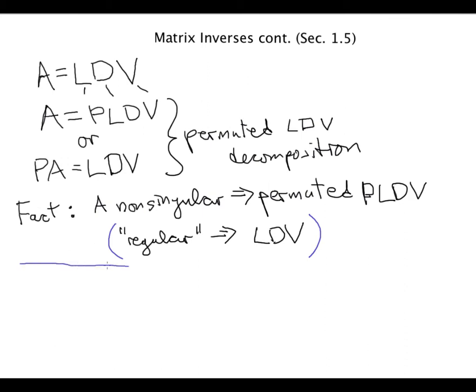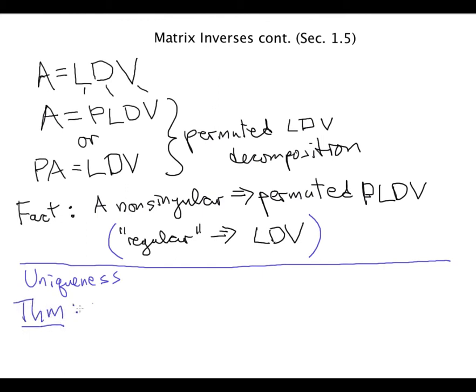Now, I'll do an example in a minute, but I want to state one last thing first, which is about uniqueness. And this is a little tricky, but it's an important result, so let me state it. Theorem: if A has an LU decomposition, then it's unique. The L and U are unique.